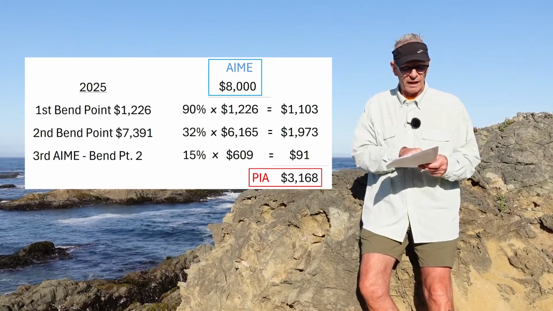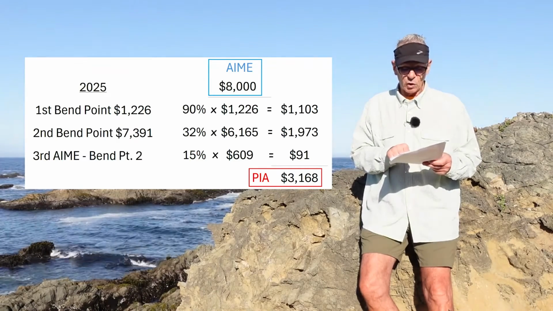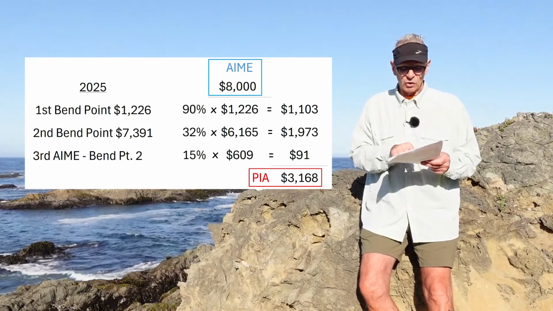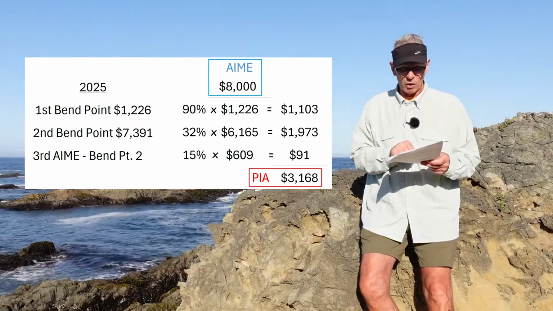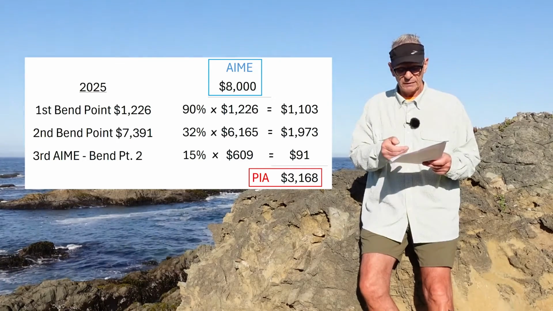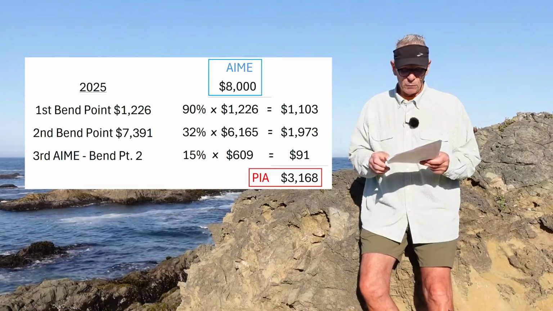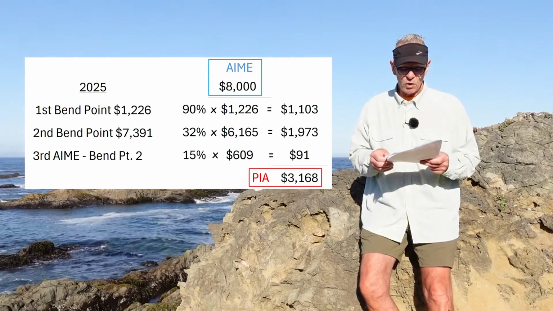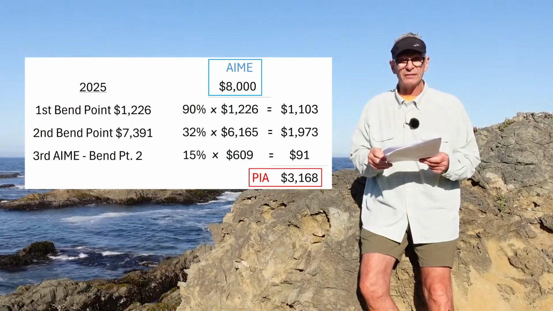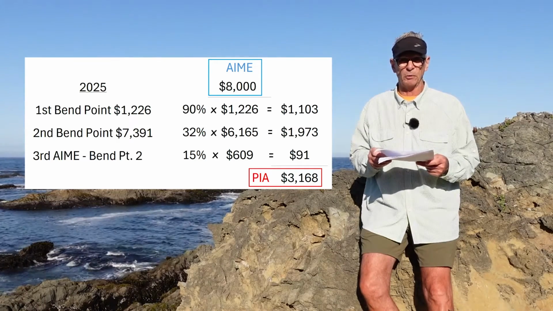Then the third step is the AIME minus the second bend point. So that's going to be this $8,000 minus the $7,391. That leaves $609 times 15%. That's 91. You total those three products together for $3,168, and that is that individual's primary insurance amount.